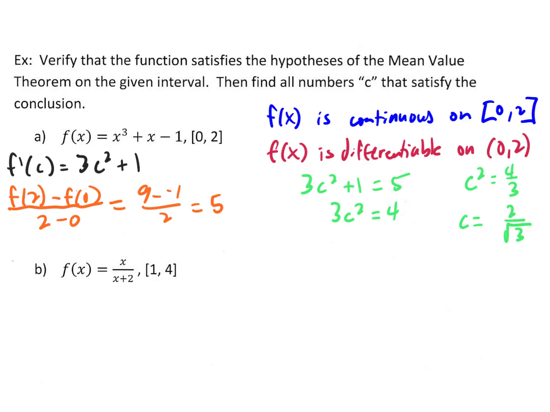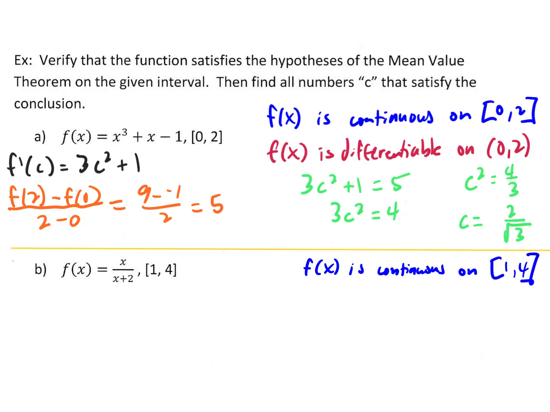All right? Now we do the same process here for part B. So again, we have to state that it's continuous. Is this continuous? Now, we have an issue here, right? If x was -2, we'd have a problem. Well, -2 is not on the interval. That's the only number that would give us a problem. So we're good, right? It is continuous on [1,4].